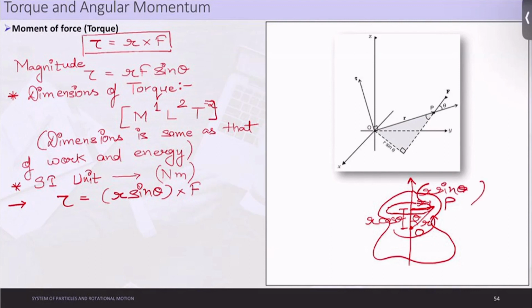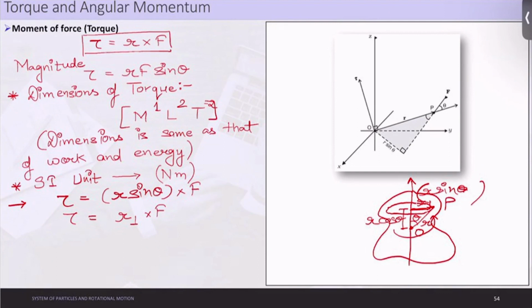What we can say here is, in the place of R sin theta, we can write directly R perpendicular cross F. That is the perpendicular distance of the line of action of F from the origin. Similarly, we can also write it as F sin theta into R. So both are different things, right?